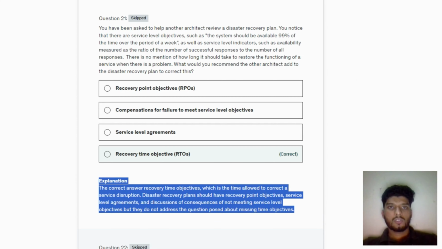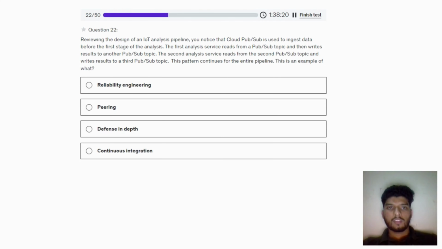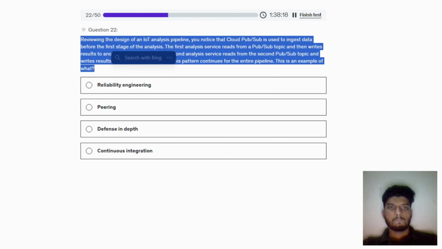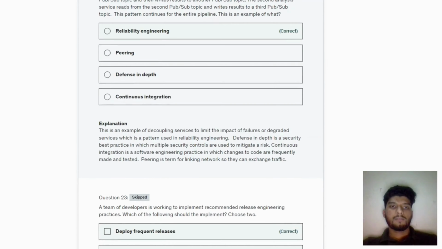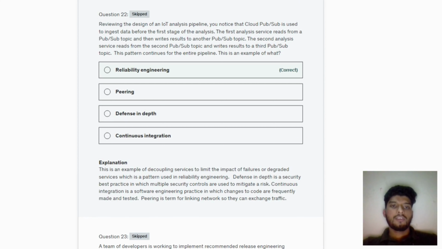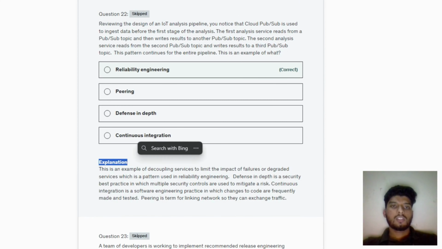Moving ahead to question 22. The options are reliability engineering, peering, defense in depth, and continuous integration. And the right answer is reliability engineering. And here is the explanation of why it is option 1.